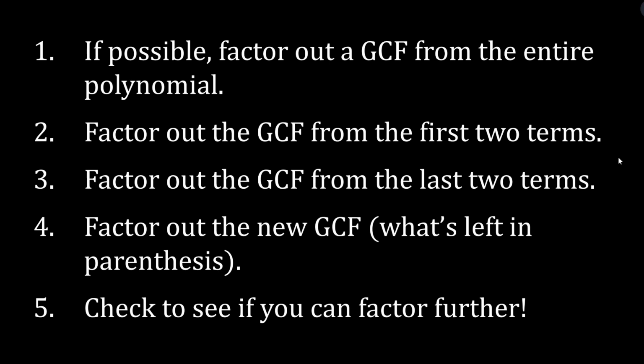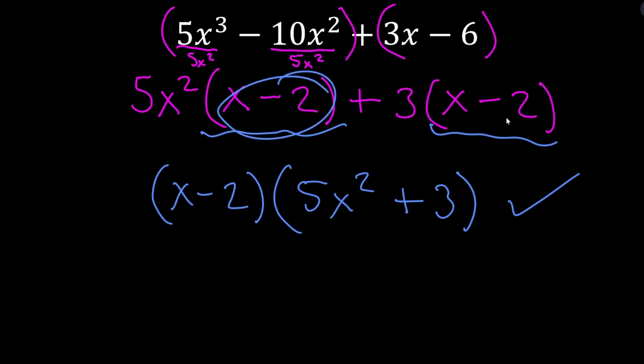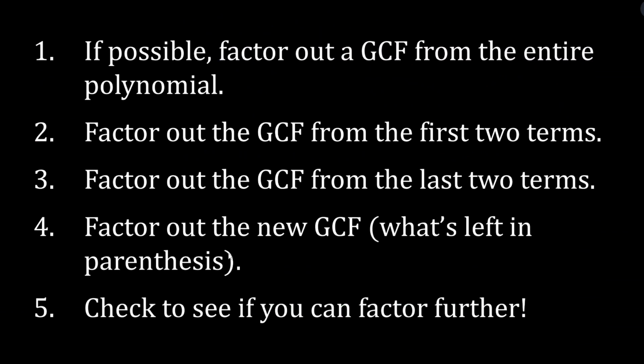We're grouping the first two terms, taking out that GCF, then the last two terms, taking out that GCF. Then we're taking out that new GCF. That's just what I called it here. It's what's left in the parentheses. So in this case, it was those x minus 2. We're taking that out. That's really our last step, except for checking to see if you can factor further, like if you're left with a difference of squares or something like that. Awesome. Hopefully this makes sense.